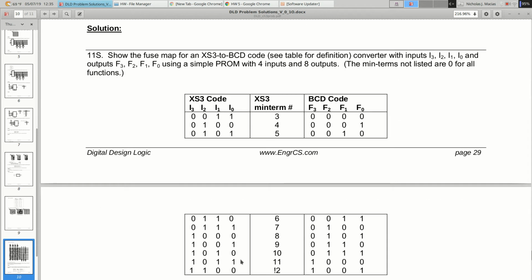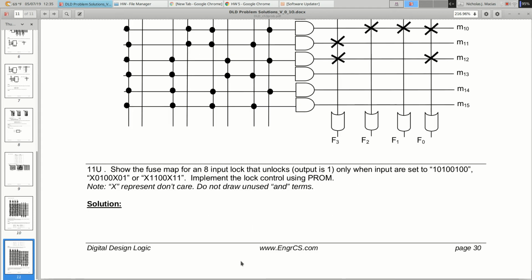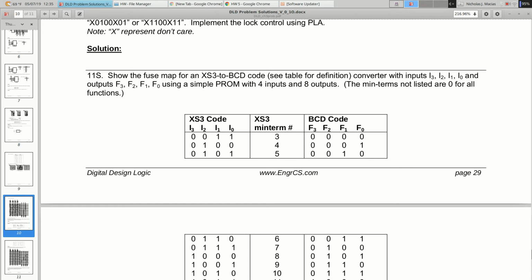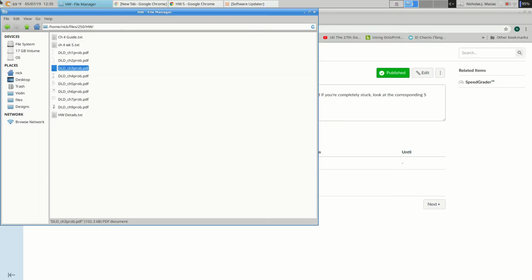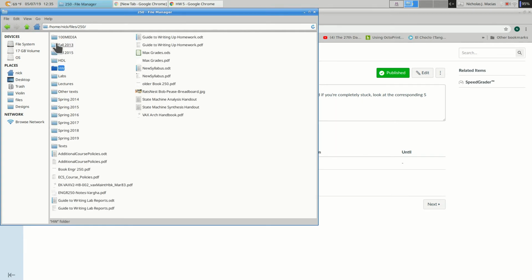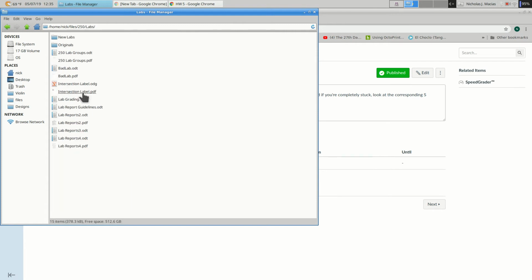And then we got PLA questions. All right, good to go. Any lingering issues from the lab that you turned in today? Mostly made sense? All right.